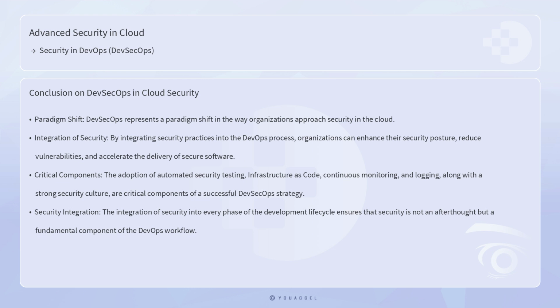By embracing these practices, organizations can not only mitigate the risk of security breaches, but also achieve greater agility and efficiency in their software development processes. The integration of security into every phase of the development lifecycle ensures that security is not an afterthought, but a fundamental component of the DevOps workflow, enabling organizations to deliver secure and resilient applications in a rapidly evolving threat landscape.